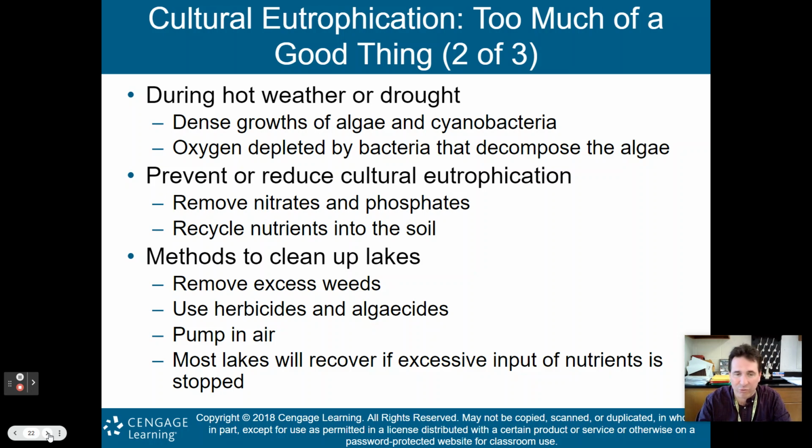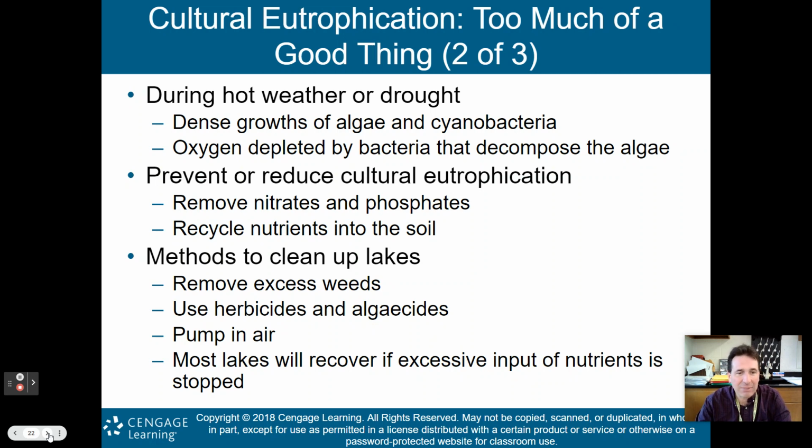Use more natural fertilizers, like we spoke about when we covered food production a couple of chapters ago. Recycle nutrients into the soil, right? Instead of just putting all these nitrates and phosphates onto the soil that then gets basically washed into our lakes, our reservoirs, our rivers, our oceans, etc.